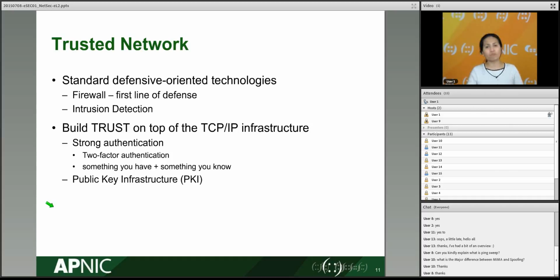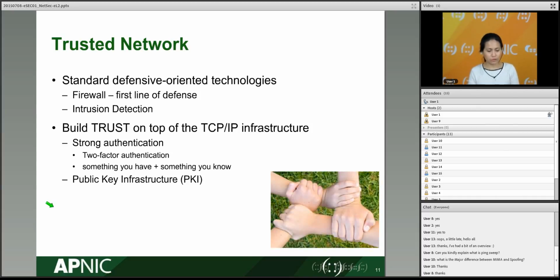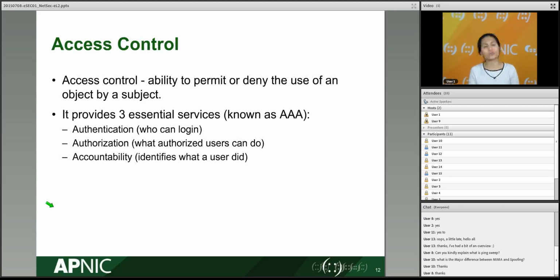One way is to build trust on the TCP/IP infrastructure. With trust, we mean there has to be a way to control access to certain services. There must be an authentication mechanism, or you can also implement PKI using digital certificates to provide protection to certain services. Now, just go to the next slide. So we're talking mostly about access control in this case.